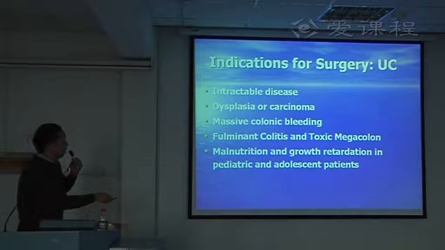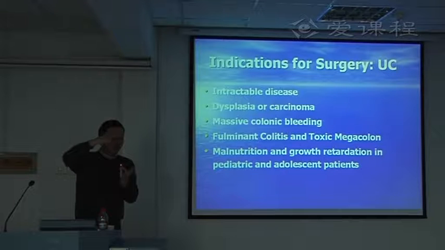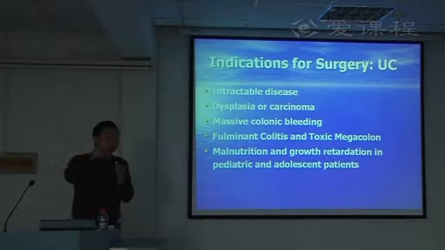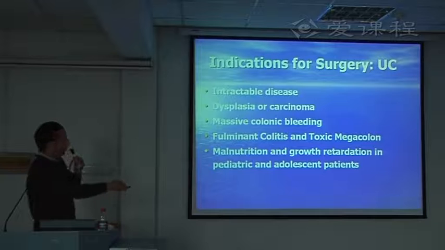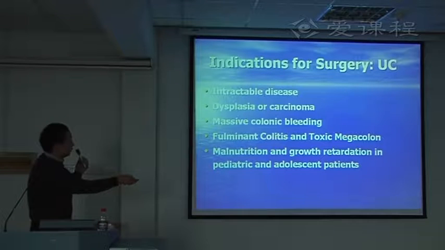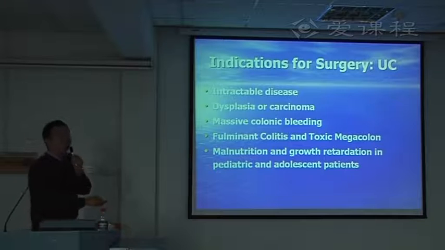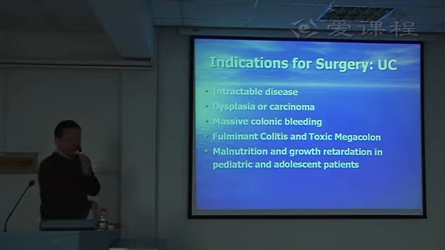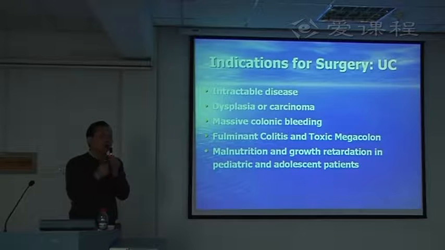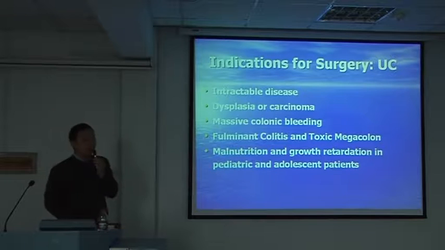And also toxic megacolon. The colon may be more than 10-15 centimeters in size. The toxins inside the lumen will be absorbed and then cause shock. So toxic megacolon should receive the operation. There's also fulminant colitis. And also in young patients, malnutrition and growth retardation. So these are the indications for UC. Most patients are fine with medication, but for some patients, yes, operation is needed.